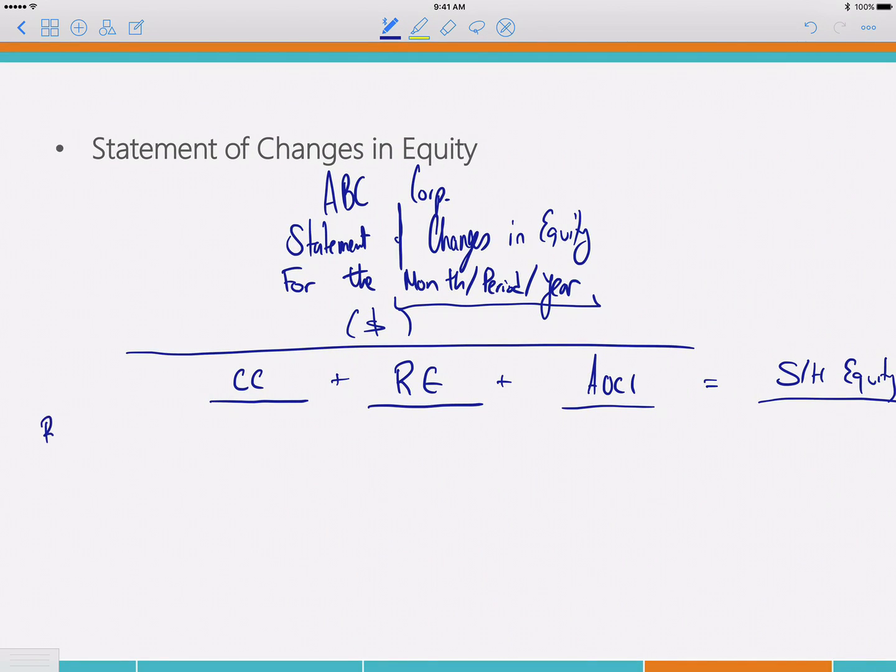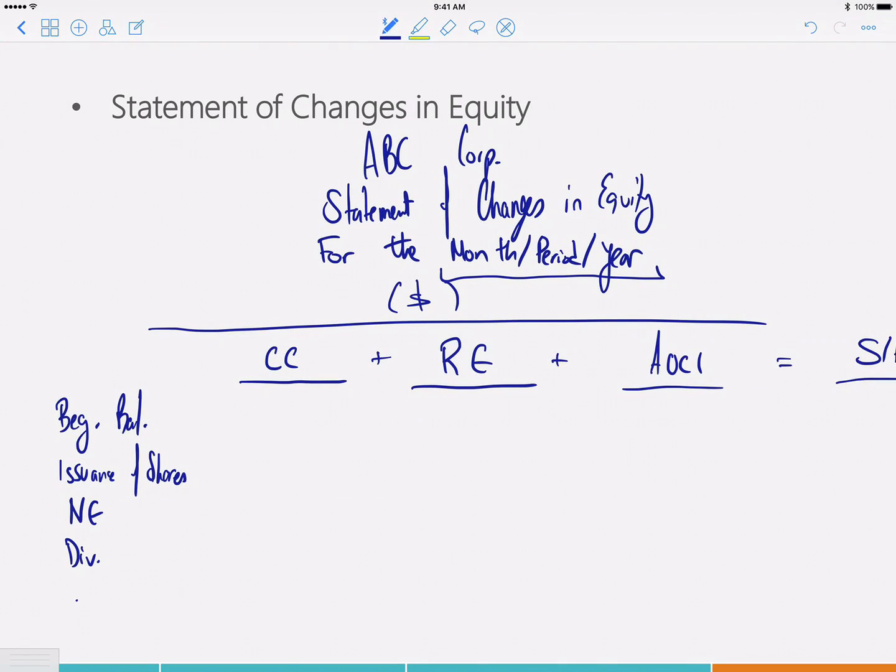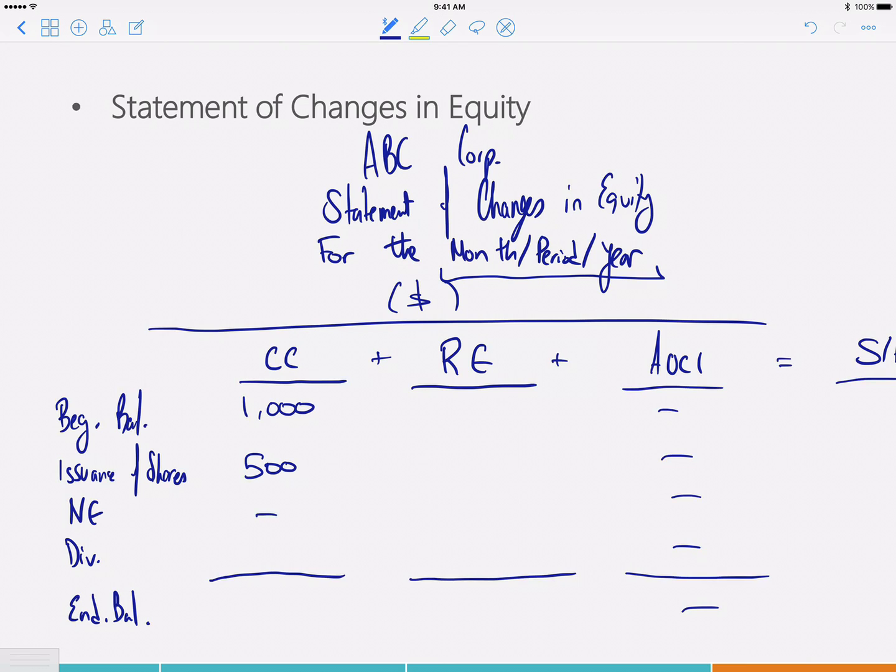And so you would have your beginning balance at the beginning of the year. Then, issuance of shares. You would have your net earnings, dividends, and your ending balance. So let's just assume that this company did not have any accumulated other comprehensive income, but maybe they had $1,000 beginning contributed capital. They issued 500 more shares. So their ending balance for contributed capital is $1,500.